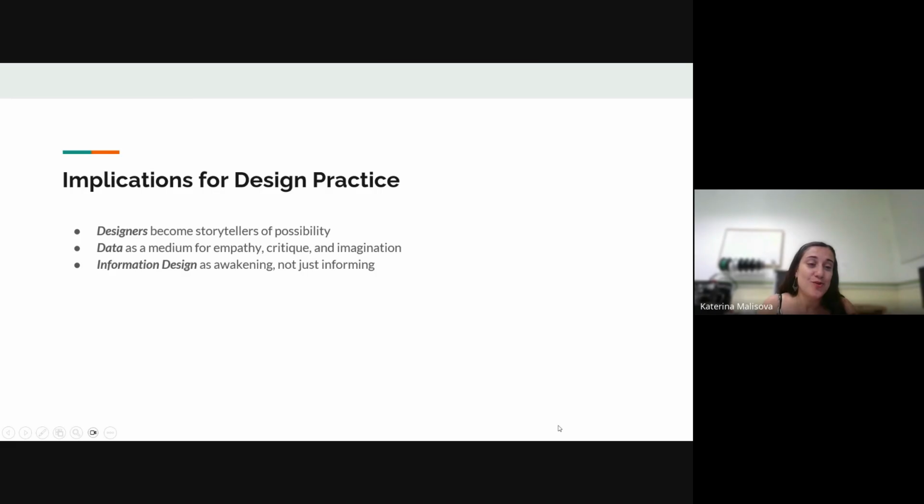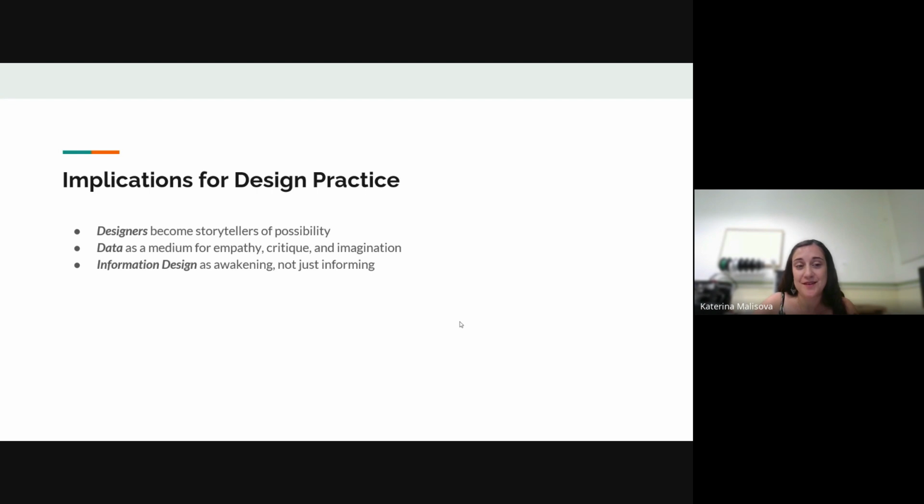Next slide. So what does this mean for information design practice? It means that designers become storytellers of possibility. Information here becomes a medium not only for clarity, but for empathy, for critique, and even imagination, which is very important. And we don't have it always. So we don't just present reality in information design. The goal is to co-create some futures, alternative futures.